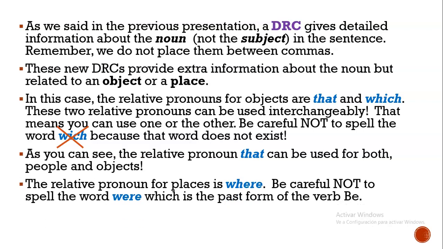The relative pronoun for places is where, but be very careful not to spell the word where without the H, which is the past form of the verb to be. Remember when we studied the past of the verb to be, we have was and were, but with H is a whole different word. That's the relative pronoun we use. So the same thing, if you spell it without the H, the sentence is automatically incorrect.